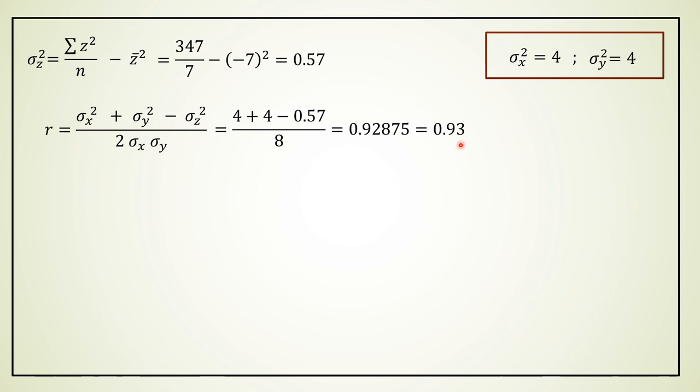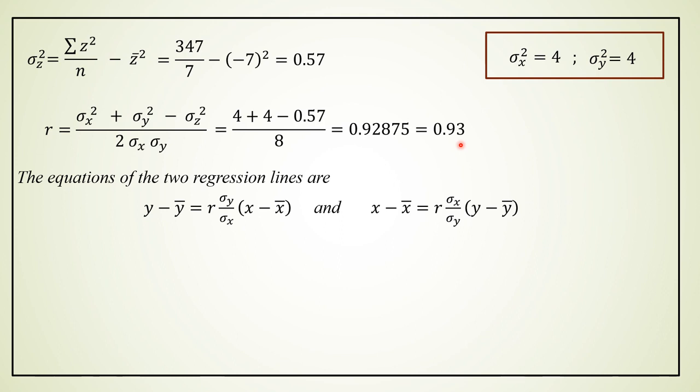Also they have asked you to find the lines of regressions over here. The equations of the two regression lines are given by the formula y minus y bar is equal to r into sigma y by sigma x into x minus x bar, and x minus x bar is equal to r into sigma x by sigma y into y minus y bar.